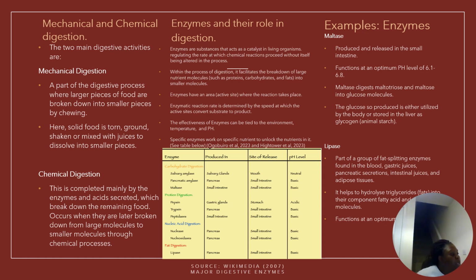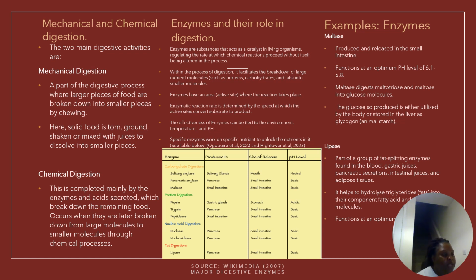And below is a table where we have some enzymes, where they are produced, the site of release, and their pH level. I'm going to talk about two examples of enzymes. One, I have the maltase, which is produced and released in the small intestine. It functions at an optimum pH level of 6.1 to 6.8. Maltase digests maltose into glucose molecules.